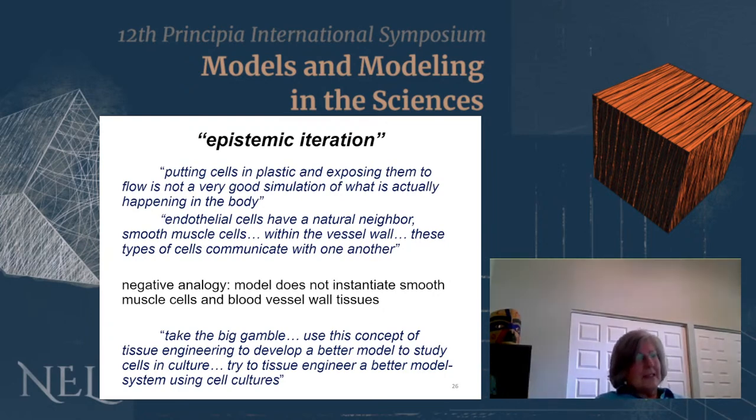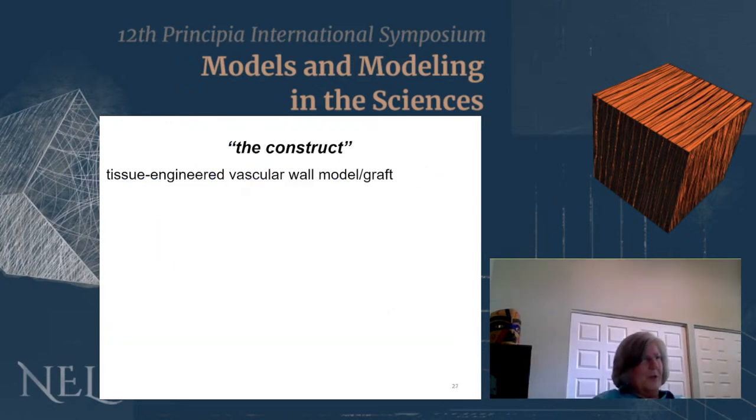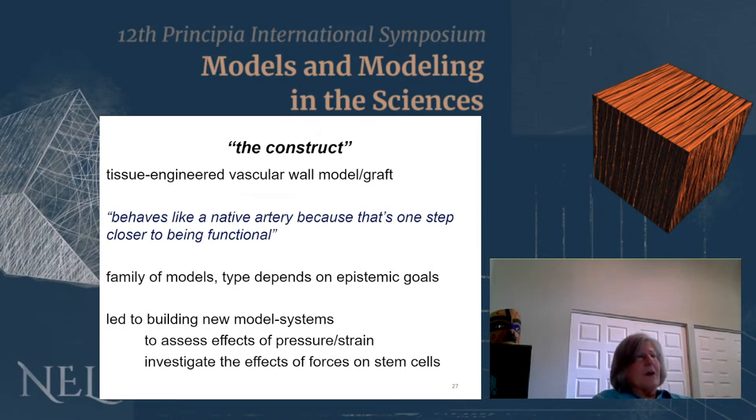He is also in his lab a pioneer in tissue engineering, which is now 20 years later quite a standard thing to be doing. So they have a vision: let's build a construct, a tissue engineered vascular wall model, which opens the possibility also of a graft. It behaves like a native artery because it's one step closer to being functional. It's a family of models. You can instantiate all of the layers of a blood vessel, or some of the layers of a blood vessel. It depends upon what your problem is, your epistemic goals. So in itself, which I'm not talking about here, but I do in a chapter in the book, it led to a whole range of new model systems.